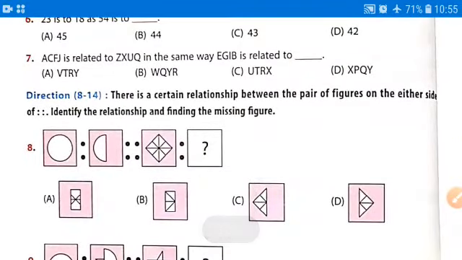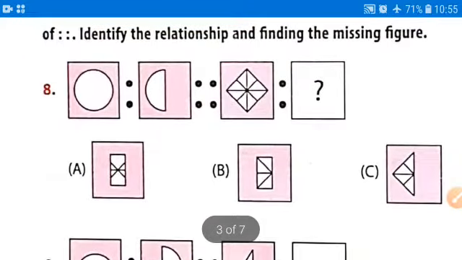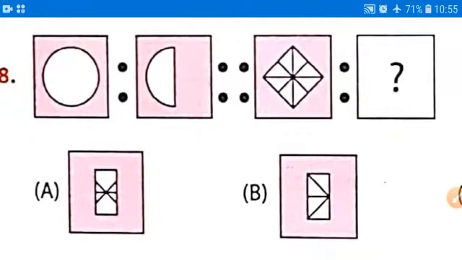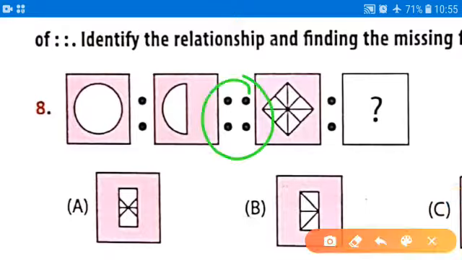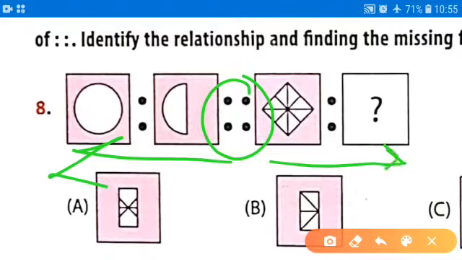Now let us move further to question number 8. See here, this is the analogy, and this is the sign of similarity or proportion. As we have learned in the previous classes about ratio and proportion, the left hand side is here and this is the right hand side of proportion, or this is also called the similarity sign.